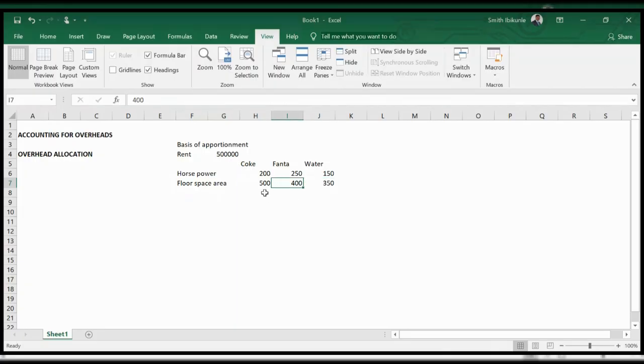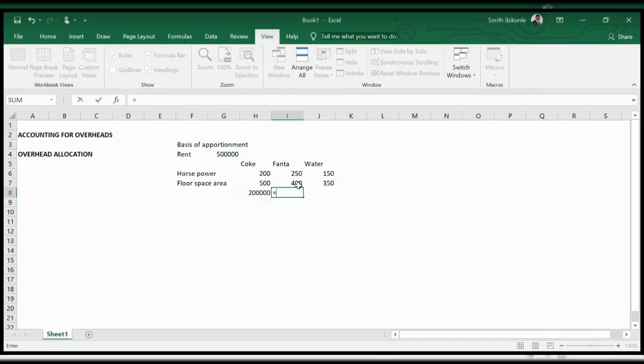to share it. So in total, how many? What's the total square meters they are using? 1,250. Good. So if you want to share this 500,000 now, for Coke, it will be 500 divided by 1,250 multiplied by the amount we want to share, which is 500,000. This will be the amount for Coke, 200,000.